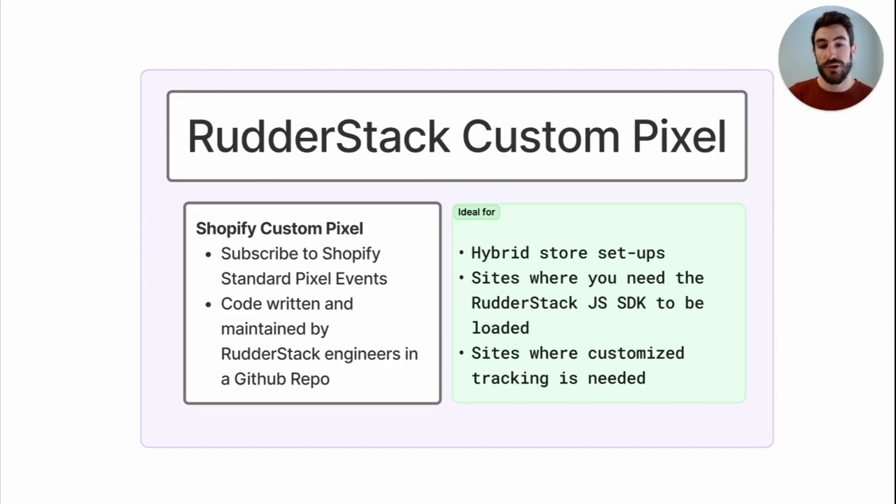This approach is perfect for Shopify stores that are set up in a hybrid format, where part of your store, maybe pre-checkout, is on a self-hosted website, and then the checkout part is hosted by Shopify itself. This is also ideal for sites where loading the RudderStack SDK is a requirement, maybe to gain access to device mode integrations or other features that are offered by the JavaScript SDK. And because all of this code is hosted in your own custom pixel, it is completely customizable. You can change the way that RudderStack triggers these events. You can add more events, or you could remove events if needed.